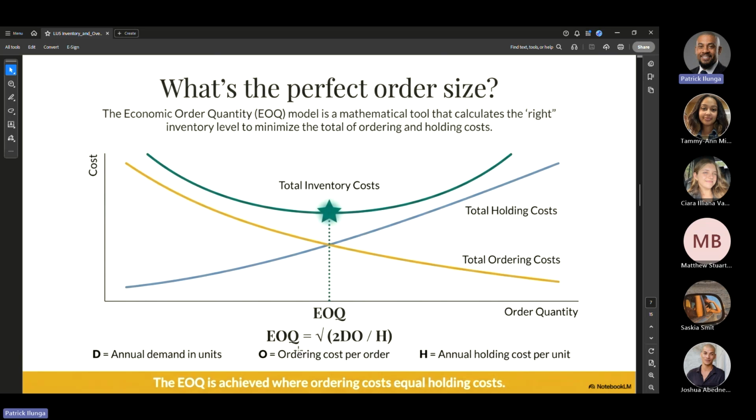And the formula is very simple. If you want to apply the formula, you just take the square root of 2 times the annual demand, multiplied by the ordering cost, divided by the holding cost. Very simple formula.